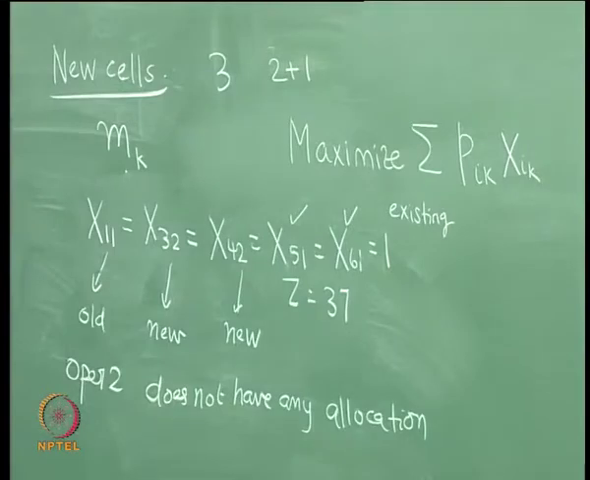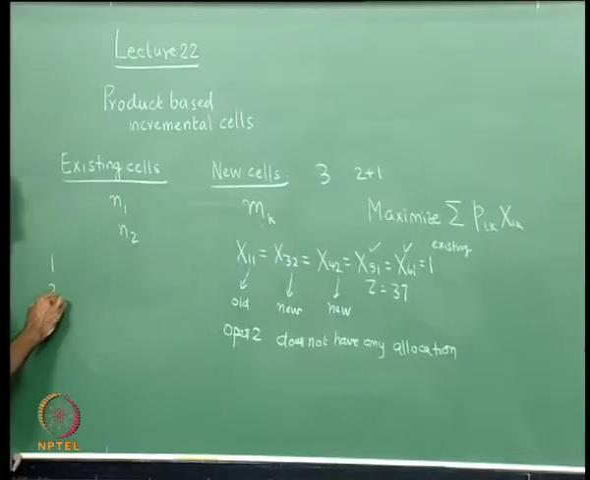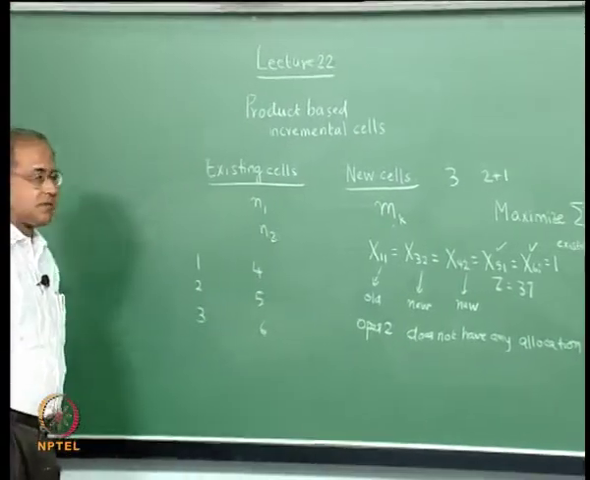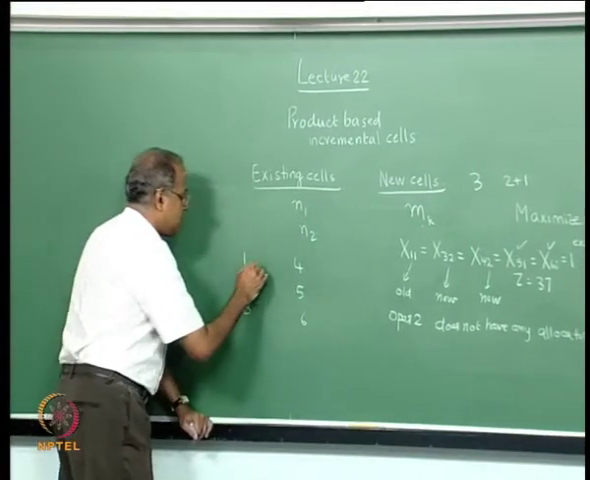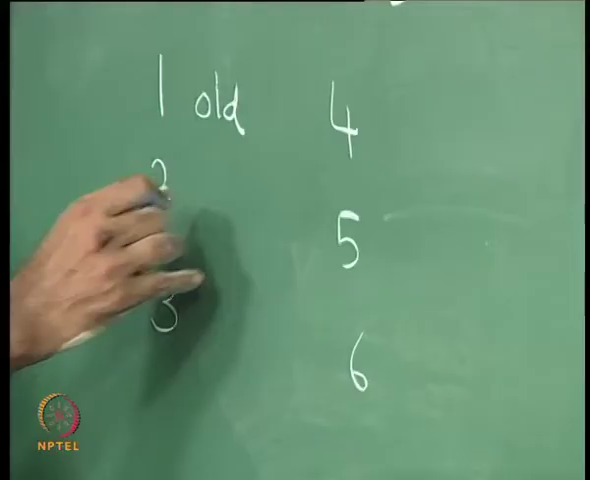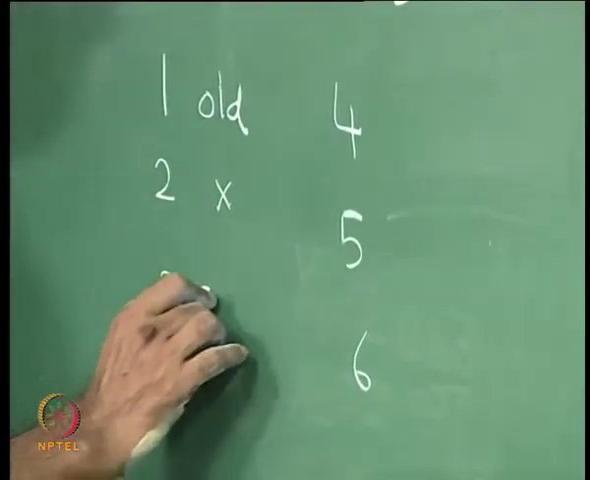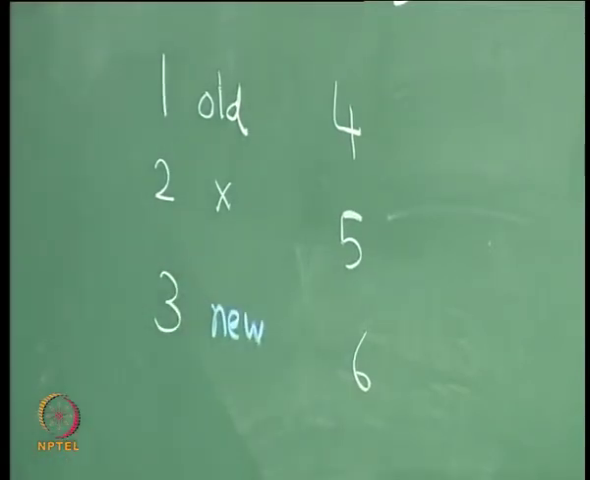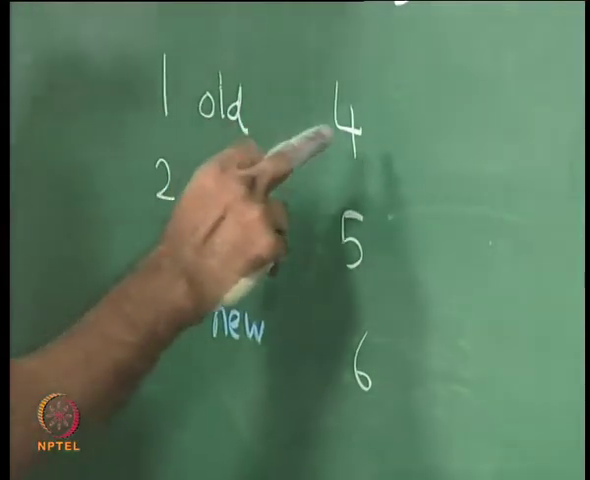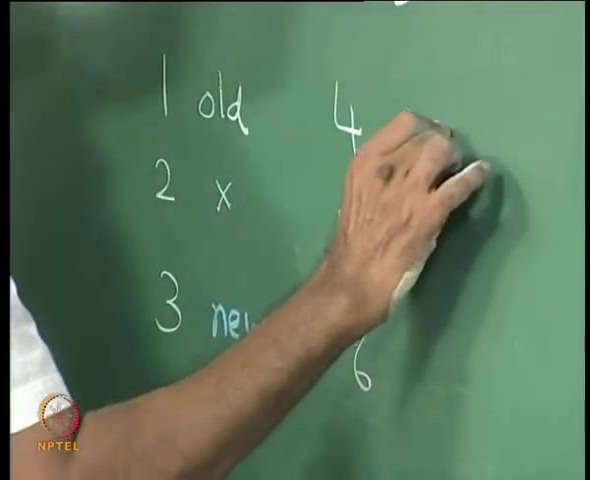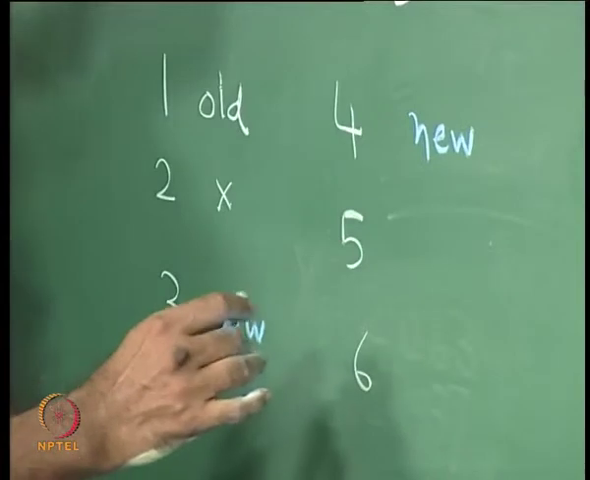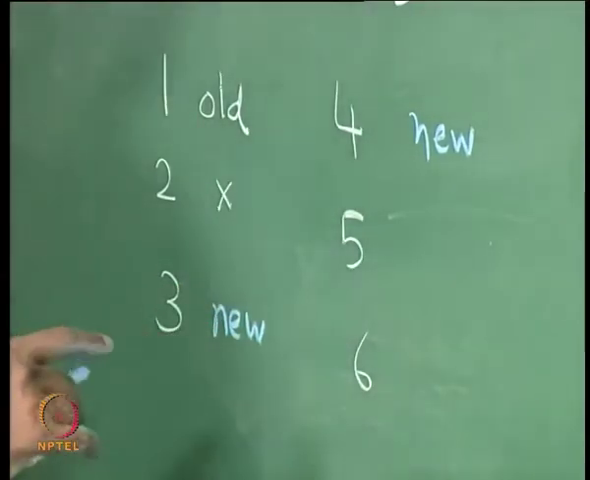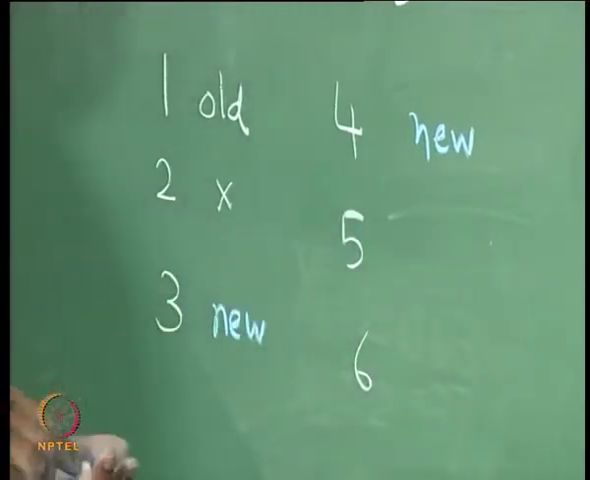If we see carefully, 1, 2 and 3 are old ones, 4, 5 and 6 are new ones. From this solution, this person is with the old, this person does not get anything, this person goes to new, and 4-2 also goes to new. 5-1 and 6-1, so these two people go to old.